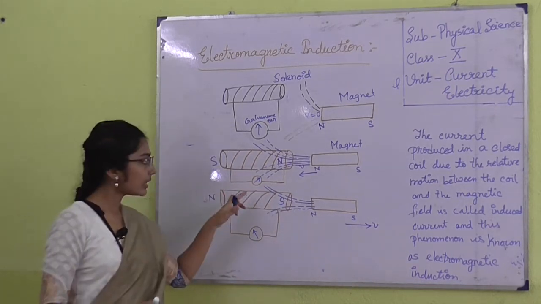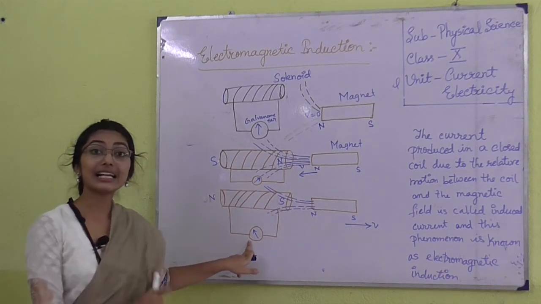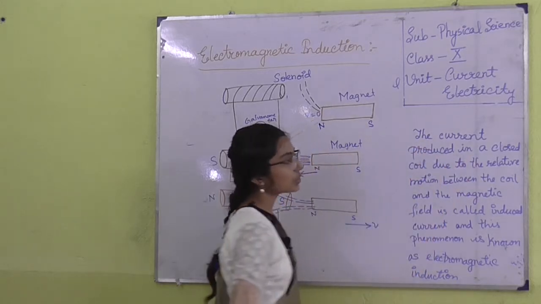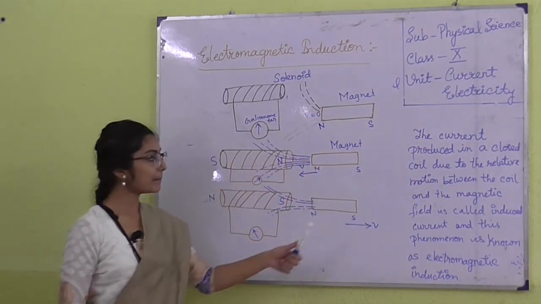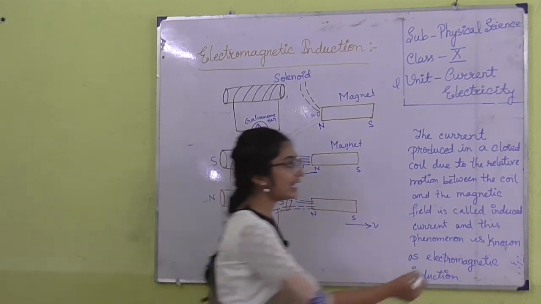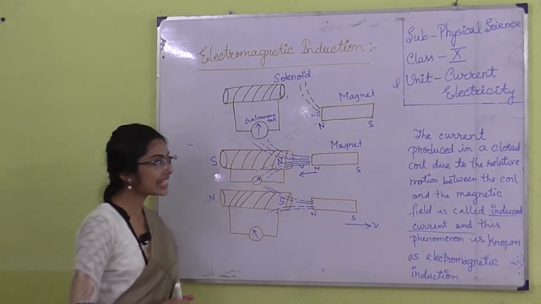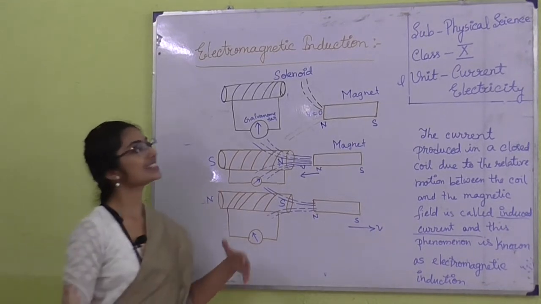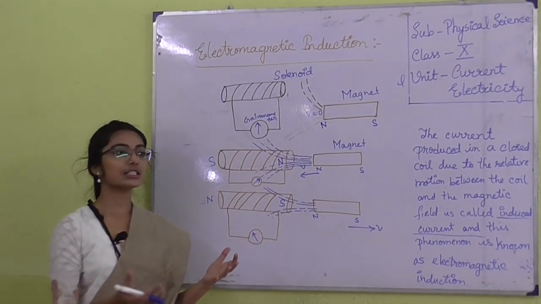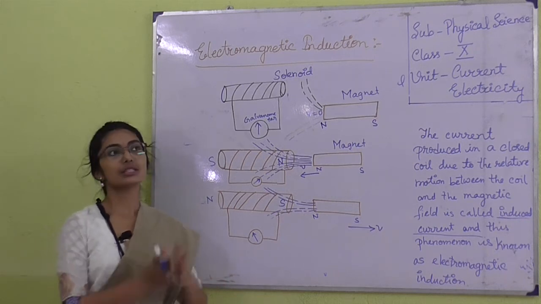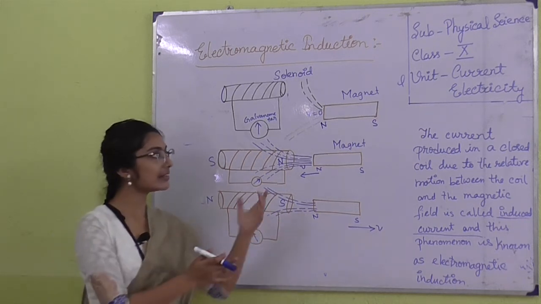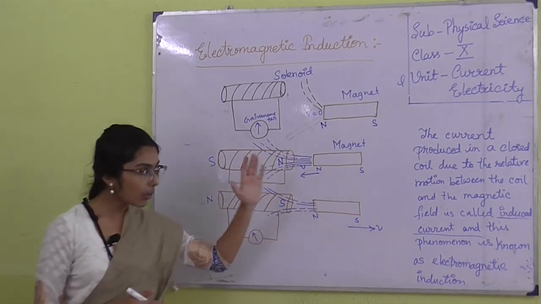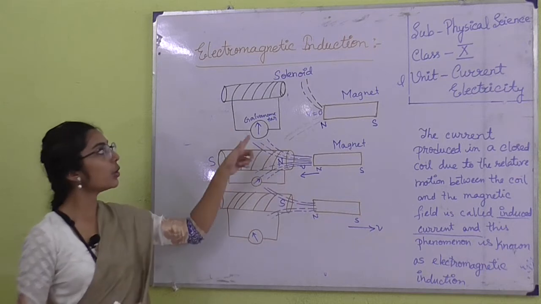So we will say that the current generated inside the solenoid is known as induced current. The current produced in a closed coil due to relative motion between the magnet and the solenoid is known as induced current, because it is produced as long as there is motion. If there is no motion, no current is generated. Induced means it is not original, it is happening due to some reason, and the reason is the relative motion between the conductor and the magnet. When motion is absent, no current is created.